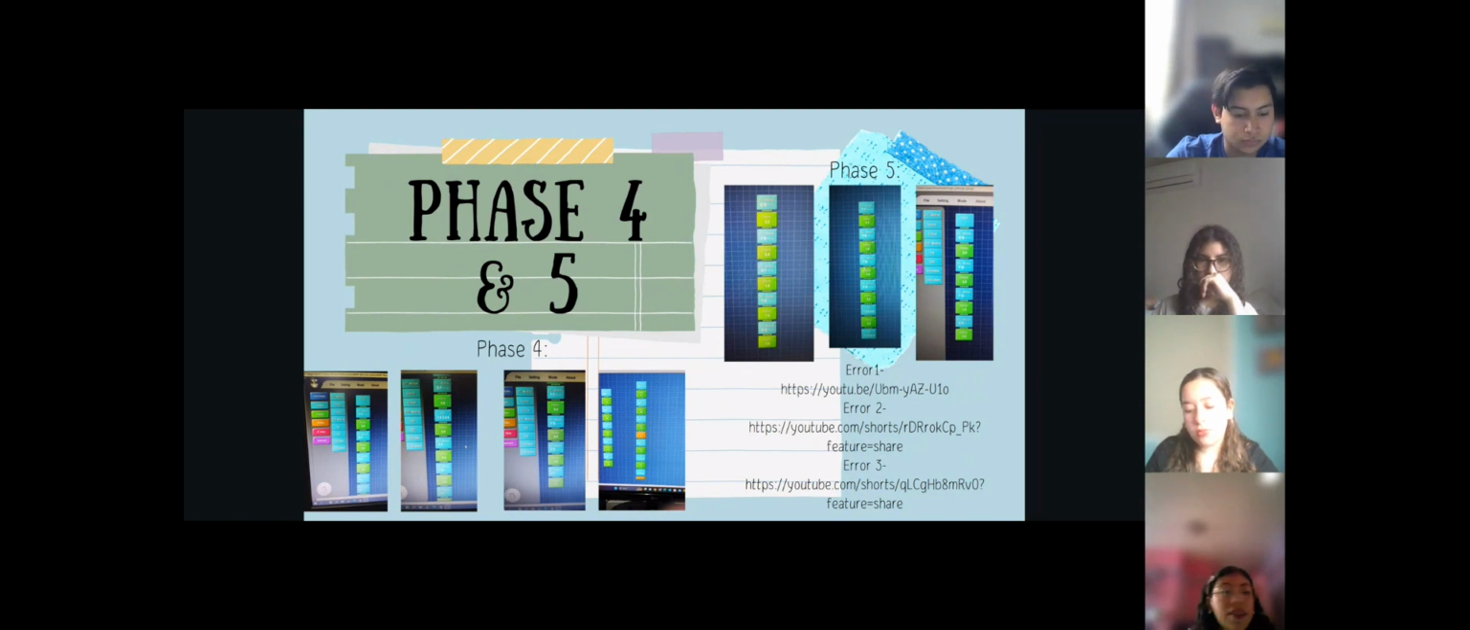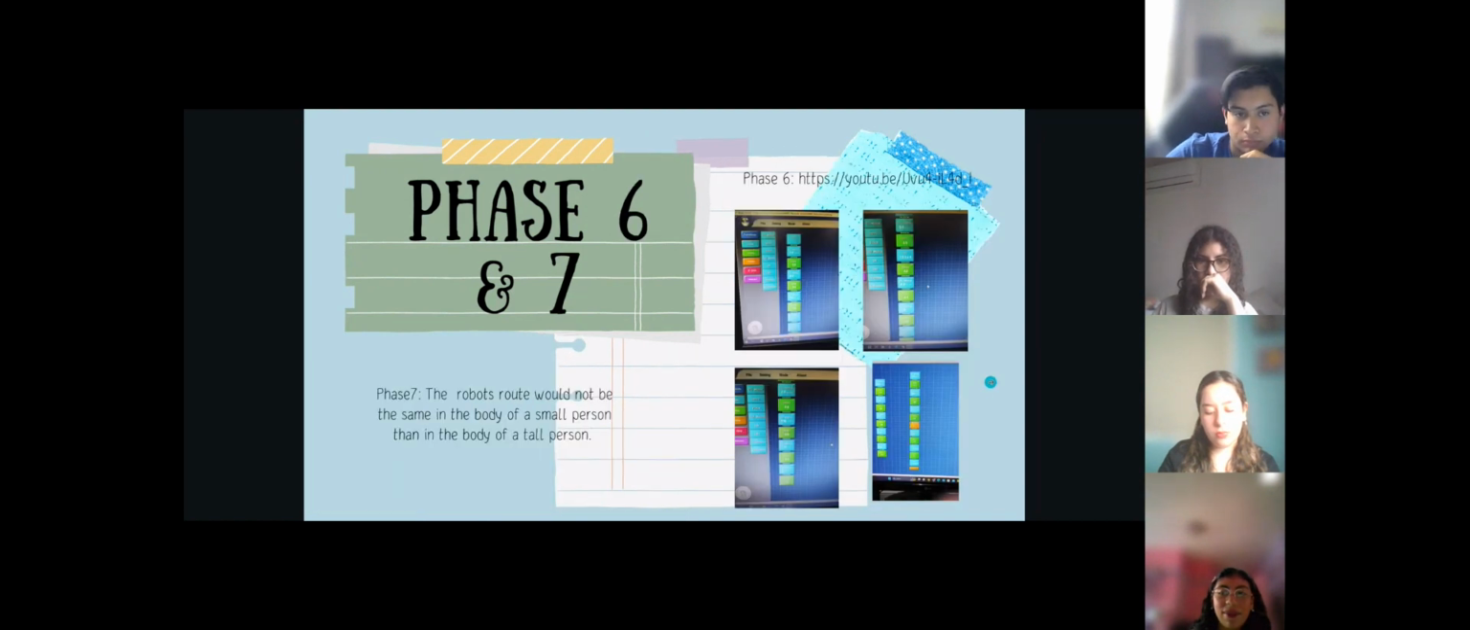Phase number 5 is the errors we had. So here we paste the 3 links with the videos and the 3 codes that were not good. In phase 6, we have the track of the robot in a link of the video. And phase 7 is that the robot's route will not be the same in the body of a small person than in the body of a tall person.